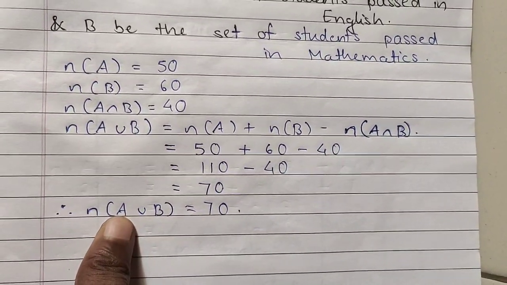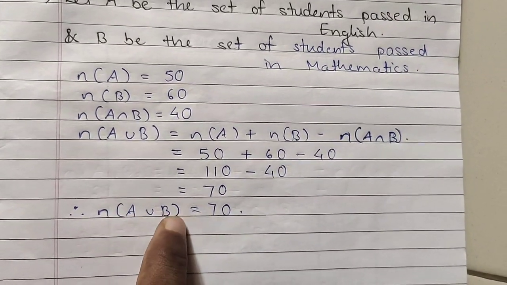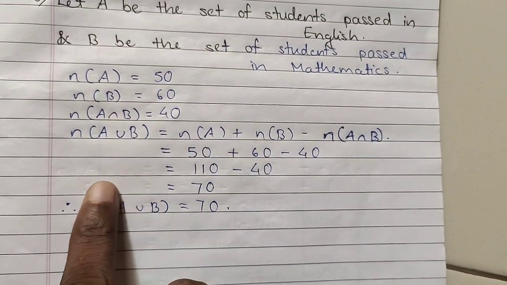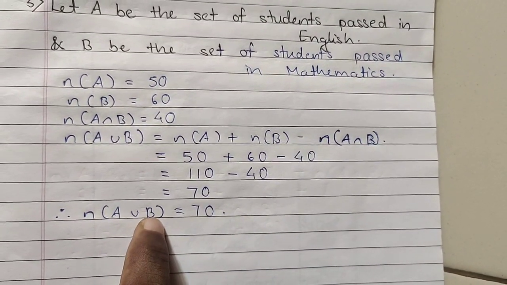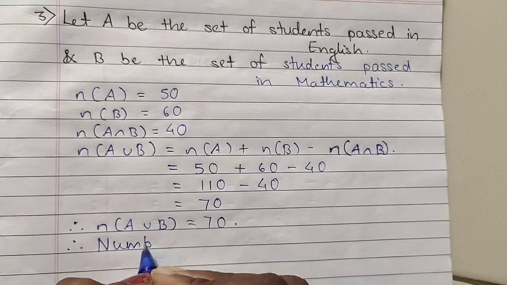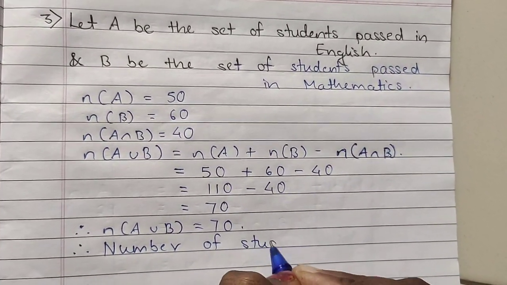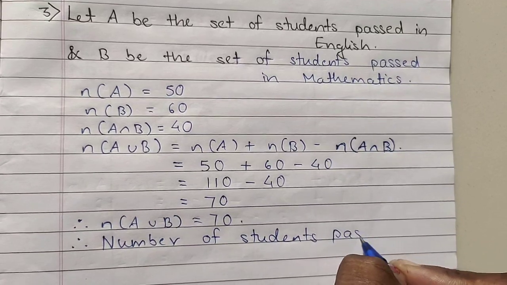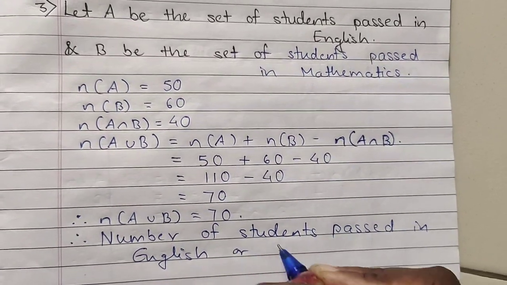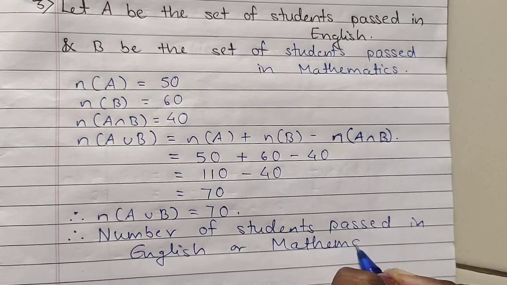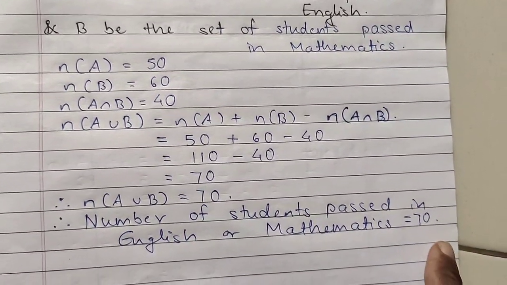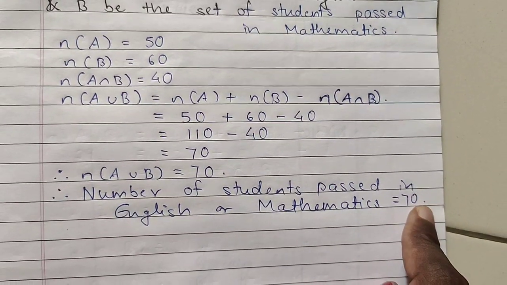Now see, what is A? Students passed in English. What is B? Passed in mathematics. So union means what? Those students who have passed in maths or English. So we can write, therefore, number of students passed in English or mathematics is equal to 70. And you know, in the school no student has failed in both the subjects.